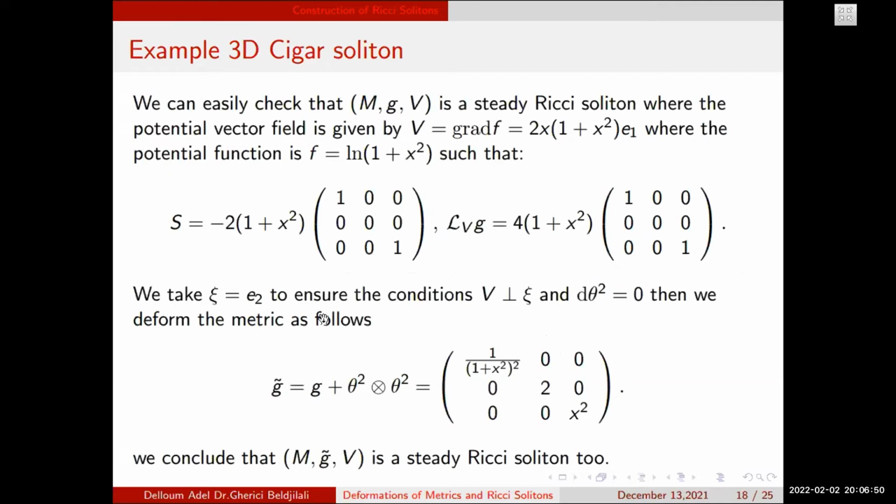Like it is mentioned in the results, we give the manifold has a structure, a Ricci soliton structure, and we've proved that the deformed manifold, the deformed structure, has the same Ricci soliton structure.